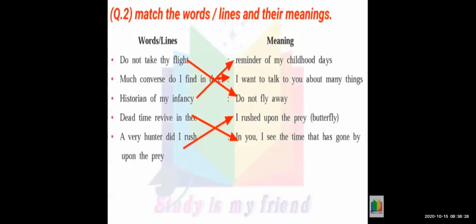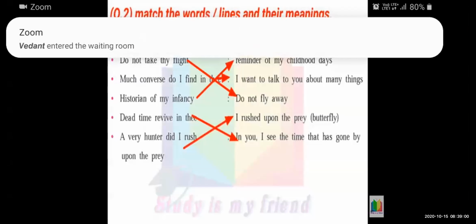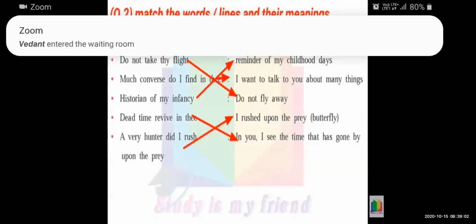How does he spend some time with butterflies in the garden? Dead time revive in thee. In you, I see time that has gone by. Here in you means with the butterfly, the poet is sharing his experiences. How did they enjoy in the garden? I see the time that has gone by.